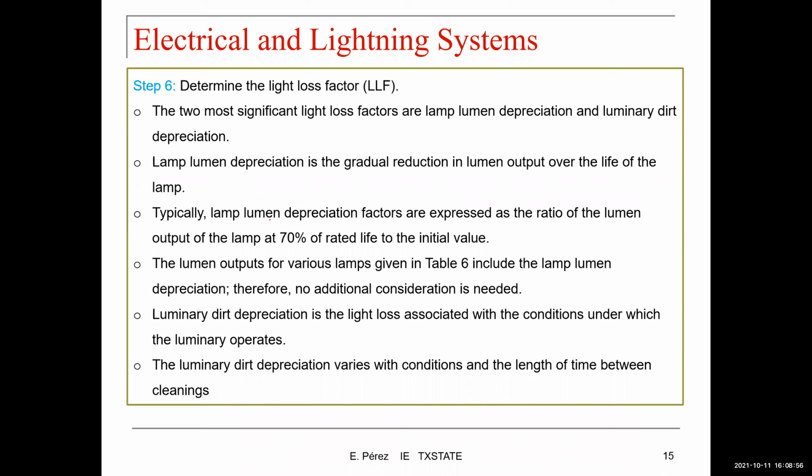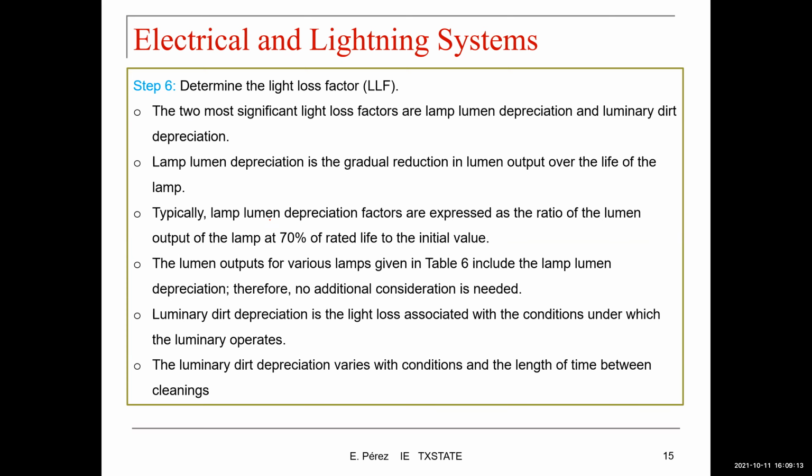And then step 6 is to determine the light loss factor, or LLF. The two most significant light loss factors are lamp lumen depreciation and luminaire dirt depreciation. So we have to take that into account.